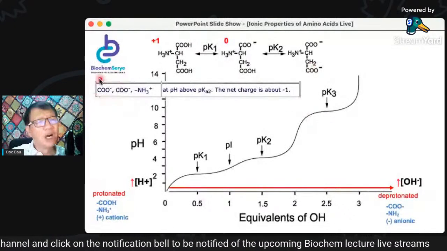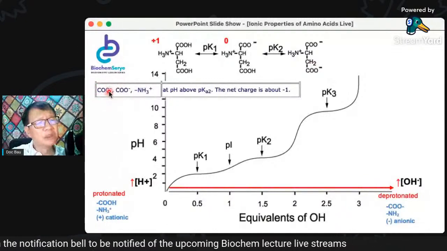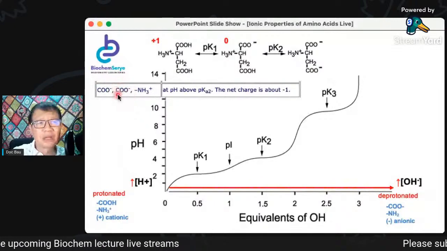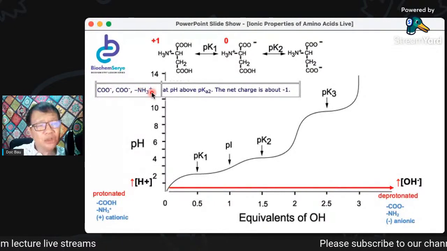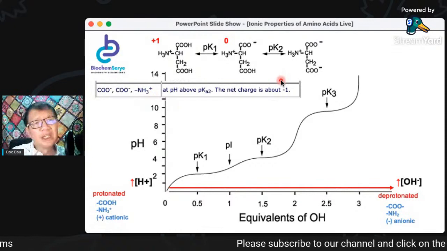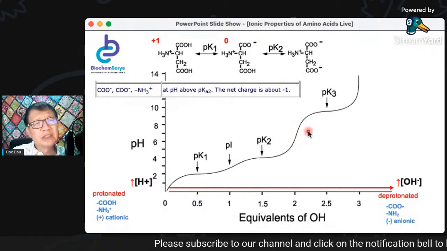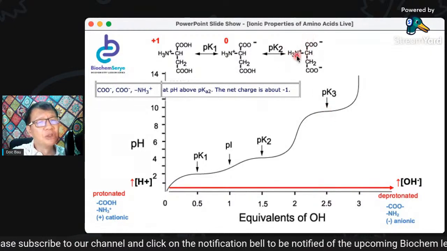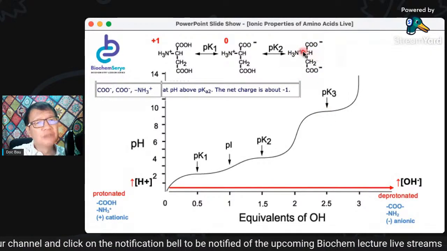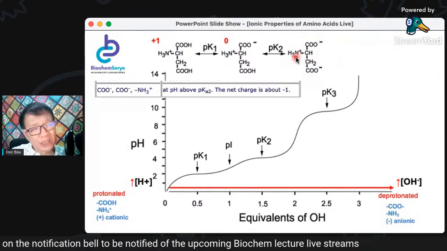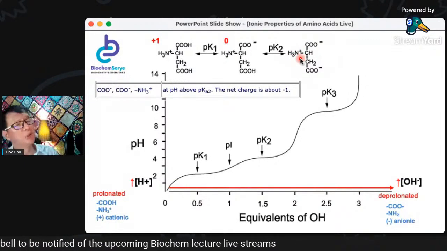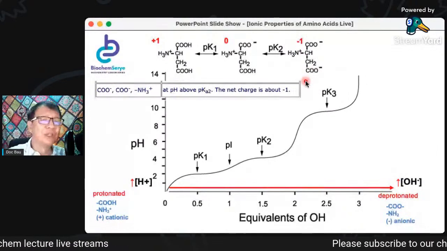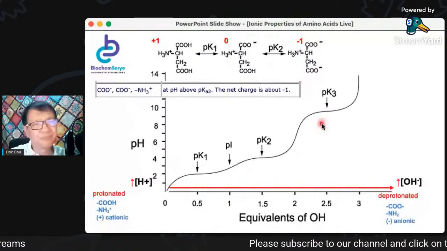So our moieties now: your alpha carboxyl is negative, it's carboxylate. Your beta carboxyl is negative, it's carboxylate. Then your alpha amino is still protonated, because the pH is still not high enough to reach the pKa of your alpha amino. So you have two negative charges and one plus charge due to your alpha amino. The charge here is -1.